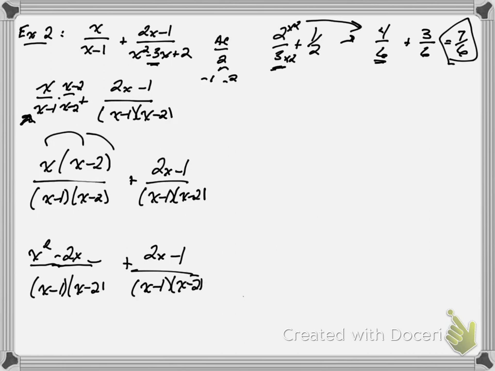Now, when I add these together, notice how when I added 4/6 and 3/6, the denominator still stayed 6. It didn't change. It's going to be the same thing with the rational expressions. Get x minus 1 times x minus 2 on the bottom. Nothing different. But now we're going to combine the numerator. So x squared, there's nothing common, so I'm going to add that. And I like to cross them out as I go. Negative 2x plus 2x is gone.